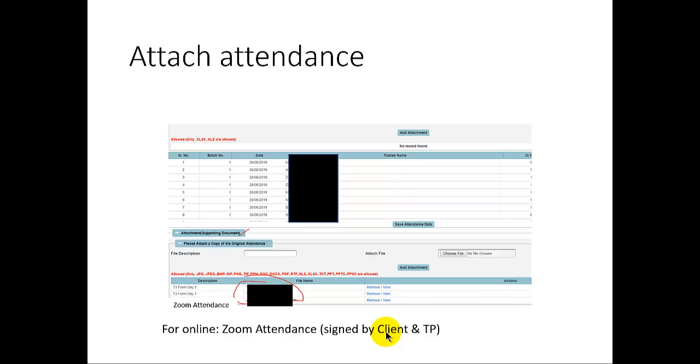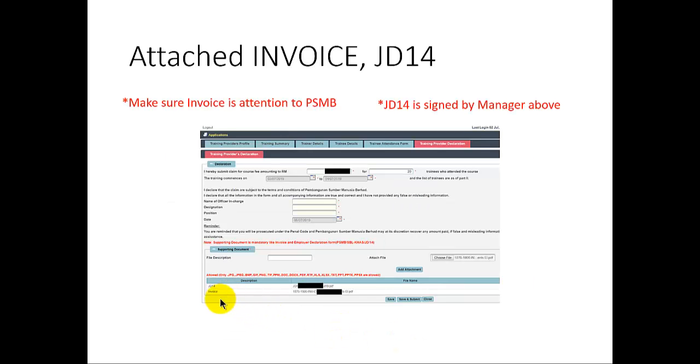It needs to be signed by the client, with the person in charge's name, the position, and the date they signed. There are five things you need. The same goes for the training provider: the signature, and oh yes, the company chop as well. The company chop must be stamped. The same goes for the JD form, together with the invoice.